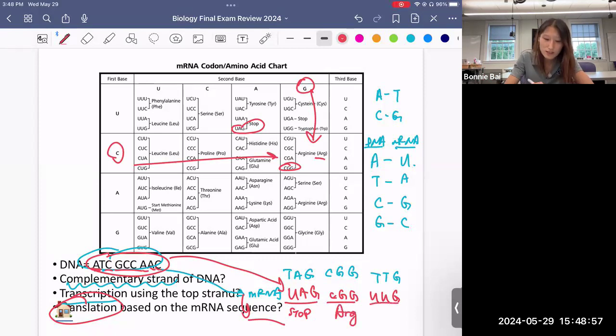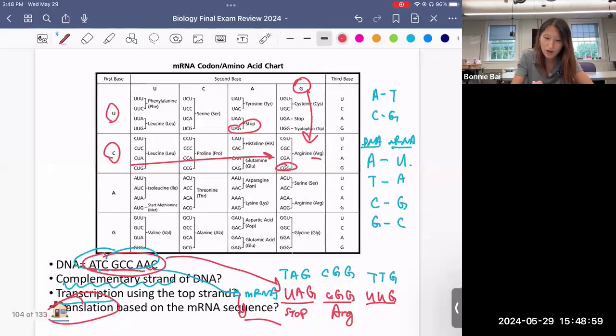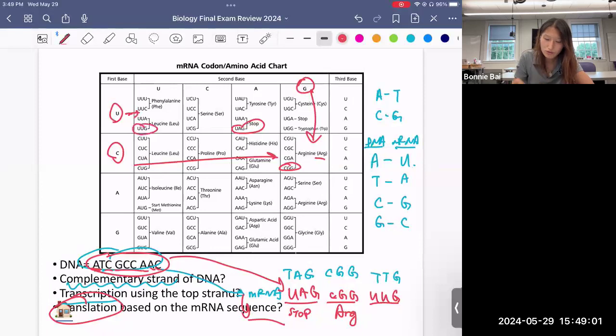And then we have UUG, we find U on the left side, we look across. This one is UU, UUG is leucine, okay? So these are the amino acids. Make sure you remember, we're going from DNA to RNA and there is no T, it's U. And then when you're doing translation, finding the amino acid, you're always using the mRNA, not the DNA.